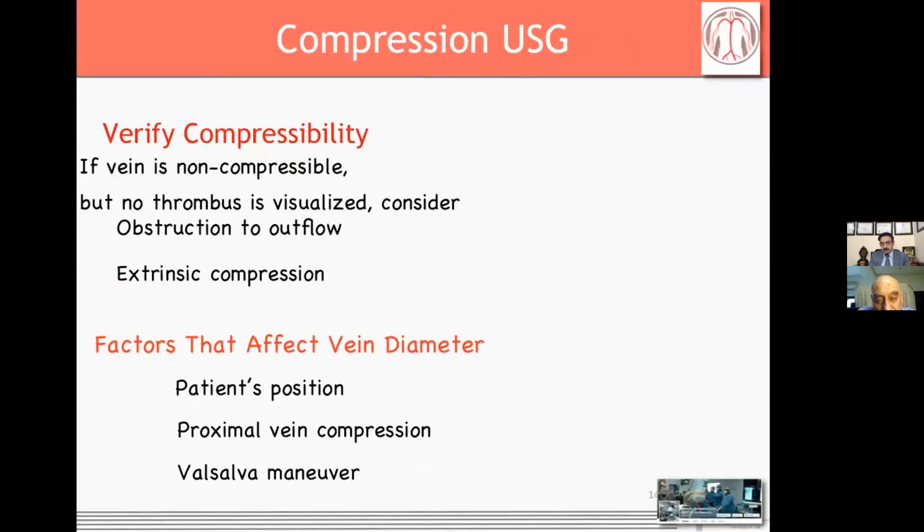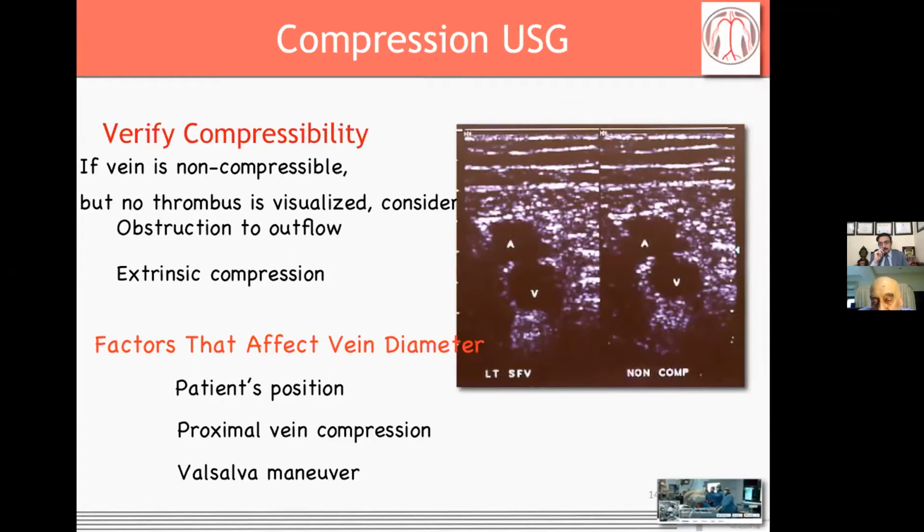So if a vein is non-compressible but no thrombus is visualized, consider obstruction. That means there may be other causes apart from something intraluminal. That is what I mean. So factors that affect vein diameter, definitely patient position. If he's standing, his physiology, if he came after running stairs and all that. So things change with the patient's position, the status, whether he's resting or not, whether you are compressing proximally or not, and with the Valsalva maneuver. So you have to keep that in mind.